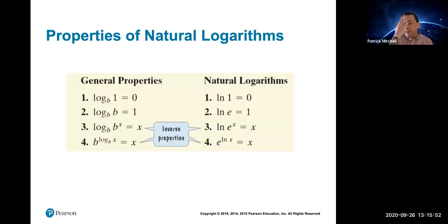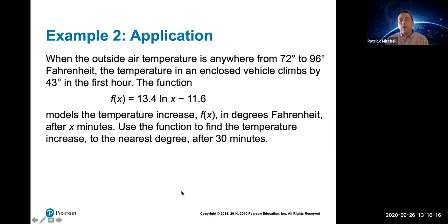Okay, properties of logarithms written in terms of natural log. All right, so if you make your base e here, what happens is we always write log base e as ln. So these are just the properties written specifically for natural logarithm. All right, and one application involving natural logarithm.